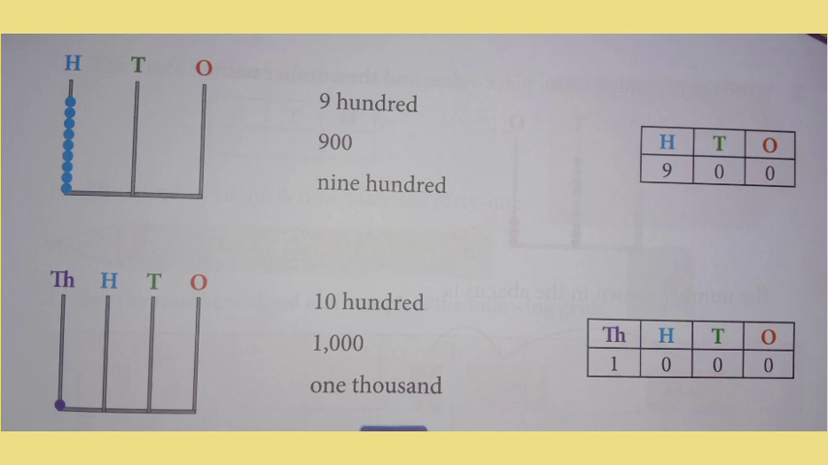Look at another picture here. Look at the thousands place. We have 1 bead, 0 beads in hundreds place, 0 beads in tens place and 0 beads in ones place. We can read it as 1000 and its numeral is 1000. Look at the place value chart here. 0 in ones place, 0 in tens place, 0 in hundreds place and 1 in thousands place.